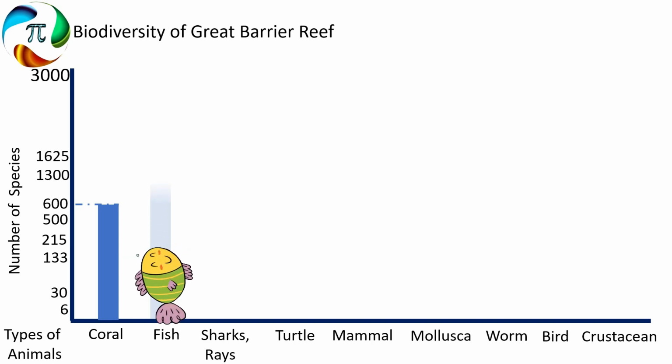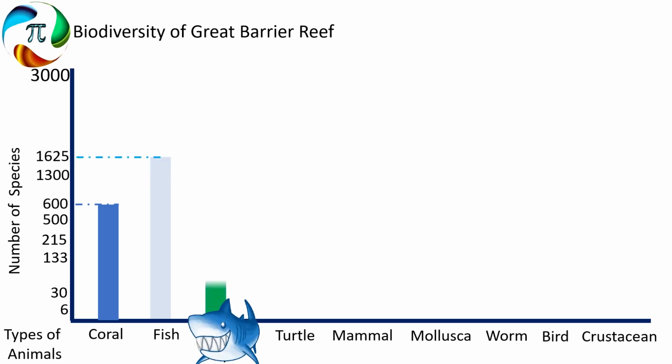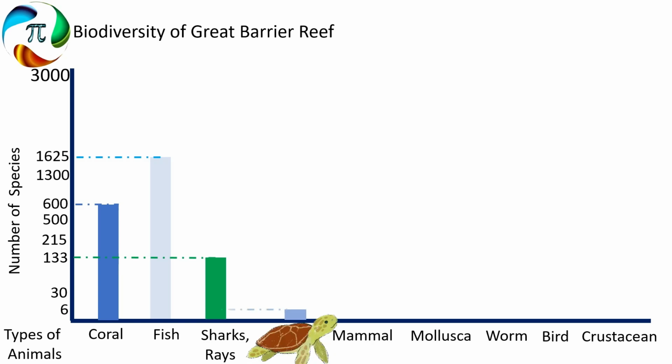How to show that on the graph? Well, it's easy again. Draw a bar at the fish spot with the height of 1625. Next is sharks and rays. There are 133 species of sharks and rays living in the region, which again we can show by drawing a bar with a height of 133. I think you can guess how the rest of the story will be.